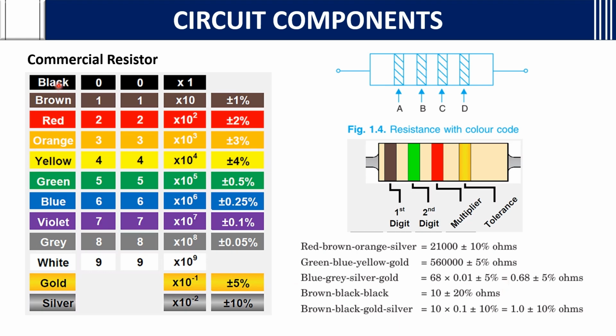Why? Because see, this is brown, black, 0, and black has a tolerance of 20%. Here it is not mentioned, so we need to take 20% ohms. Then brown, black, 1, 0. Gold is having the multiplier of 10 power minus 1, 1 by 10, nothing but 0.1, and the silver tolerance is plus or minus 10%. So we multiply this, we get 1.0 plus or minus 10% ohms.